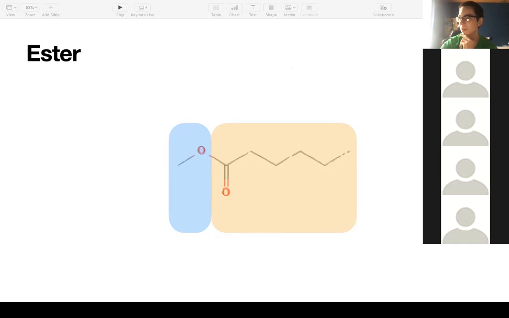And then I just wanted to clarify, H3C is the same thing as CH3. The reason I drew it H3C is because if I drew it like this, I don't want anyone to confuse it as being attached to the hydrogen and then attached to the carbon. But yeah, these two are the same. Just wanted to make that clear.